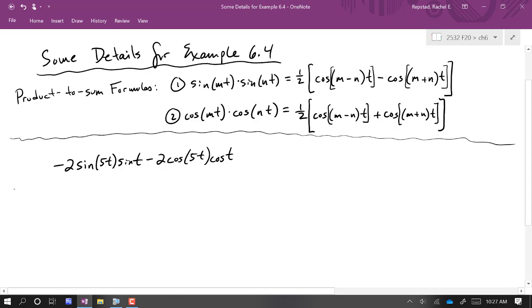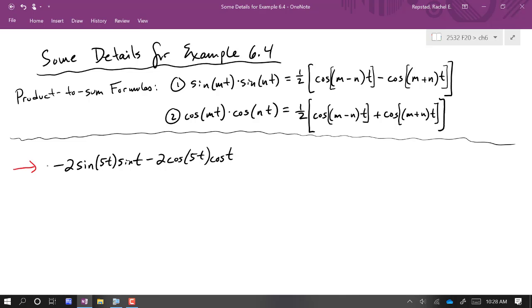All right, now I'm going to show a couple of the details I left out in example 6.4. I mentioned that we needed to use some trig identities to rewrite expressions in the integral. So the first expression that we're going to work with is this one here. This showed up inside the square root of the integral in that example.